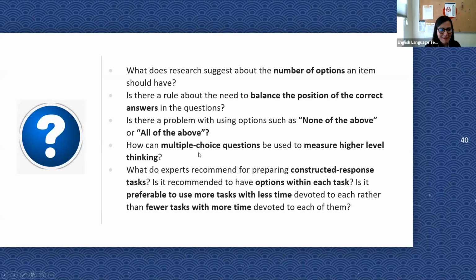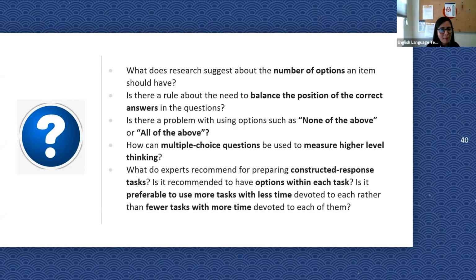So also in the email that I sent you, I put together a few questions as well that I often ask myself too. What does research suggest about the number of options? Should I have 4 options? Should I have 5? Should I have 3, right? Is there a rule about the need to balance the position of the correct answers? Or can I have A, B, C, D, or A, B, A, B, A, B, right? Is there a problem with using options such as none of the above or all of the above, right? Can multiple choice questions be used to measure higher level thinking, right?